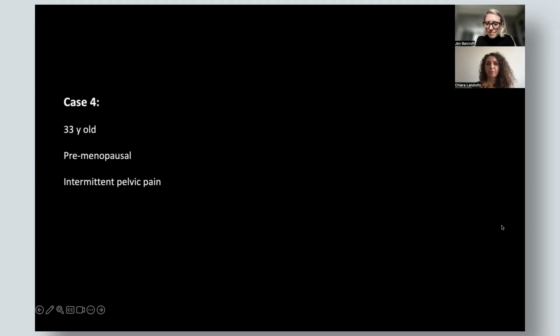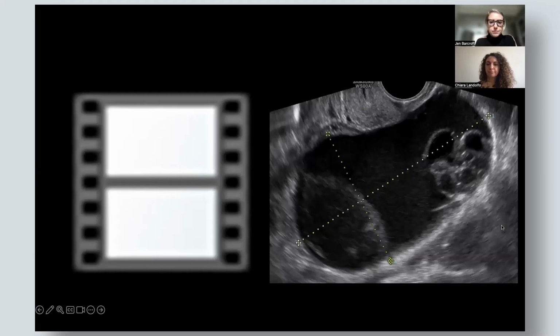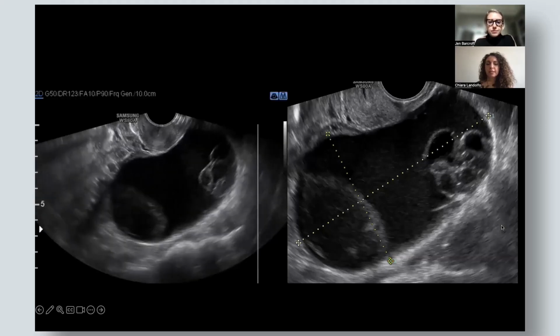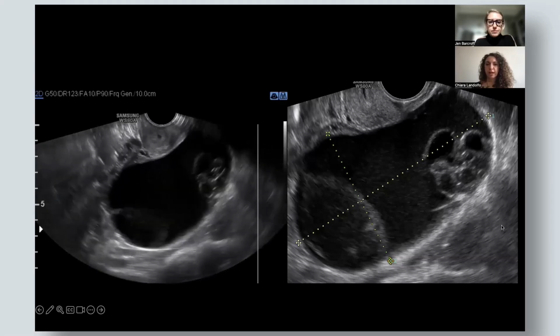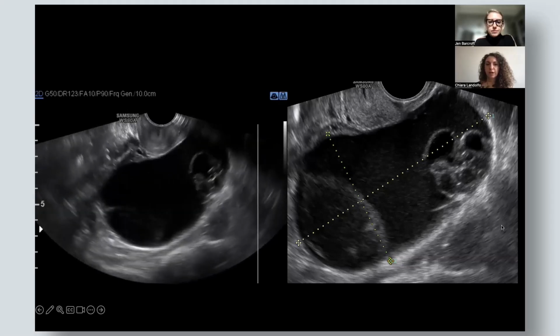Ready for our 4th case. We are talking about a 33-year-old lady who came to our attention because of intermittent pelvic pain. So this is the adnexal lesion which was identified on ultrasound. You can see it is quite big.